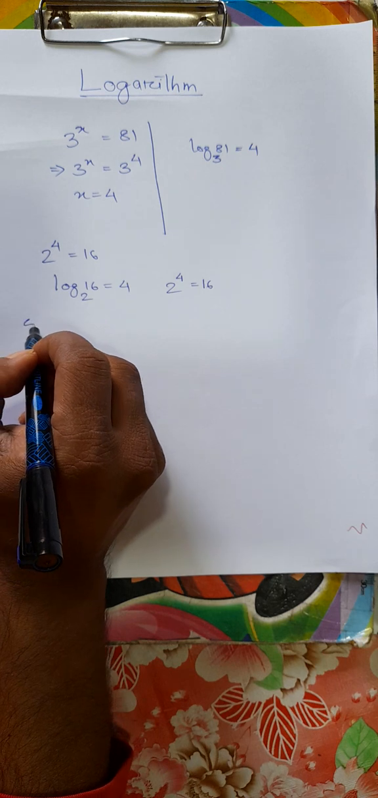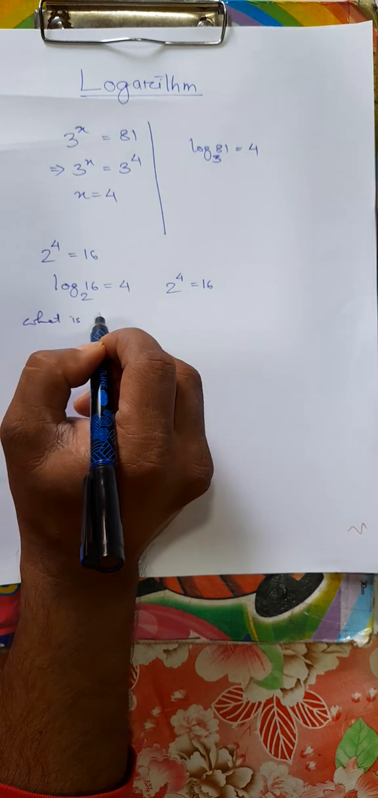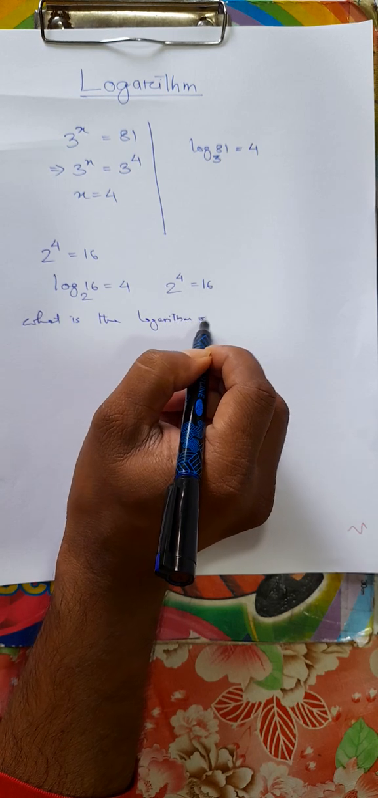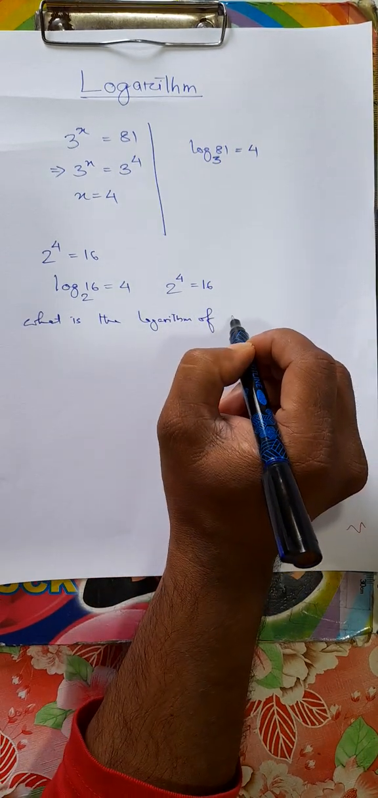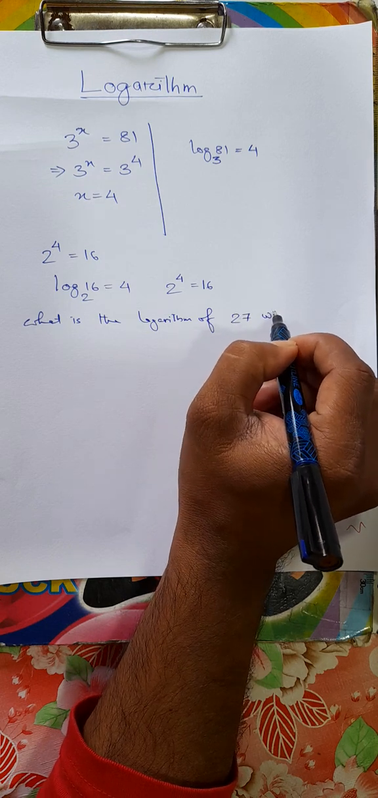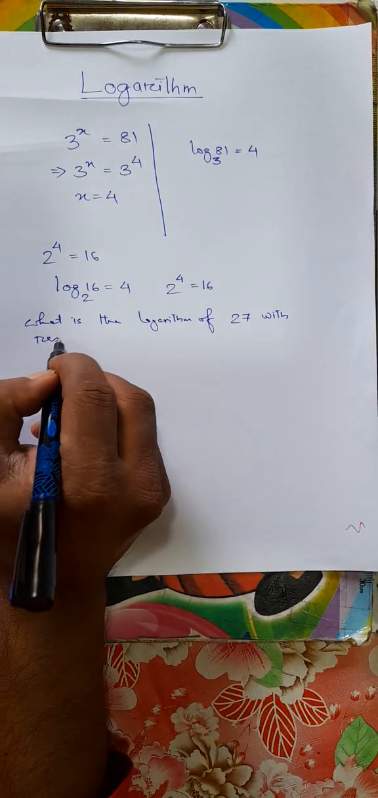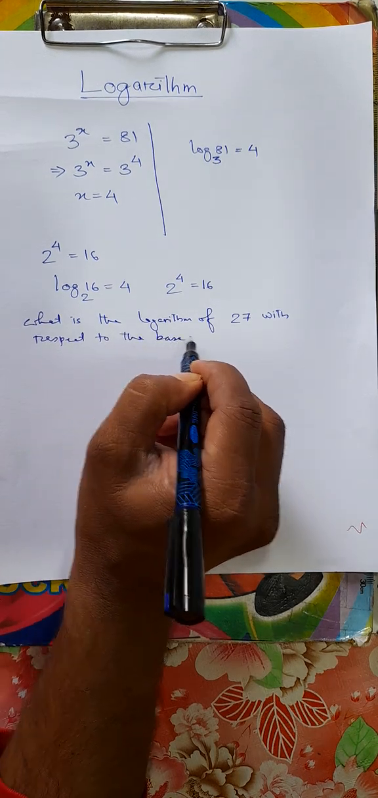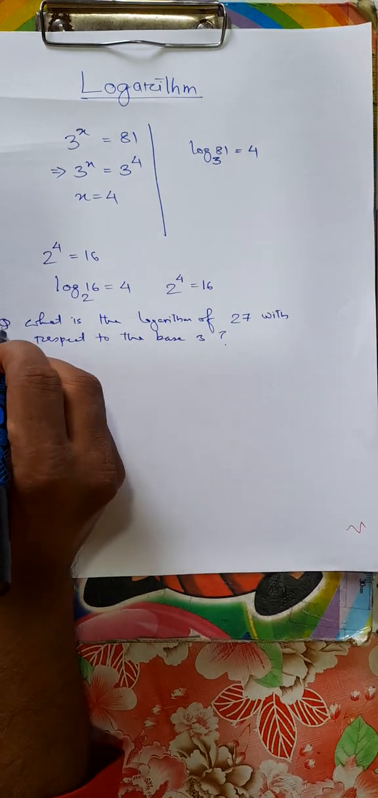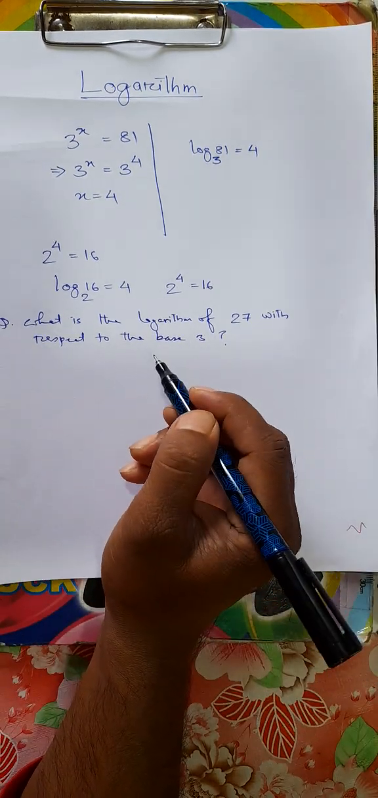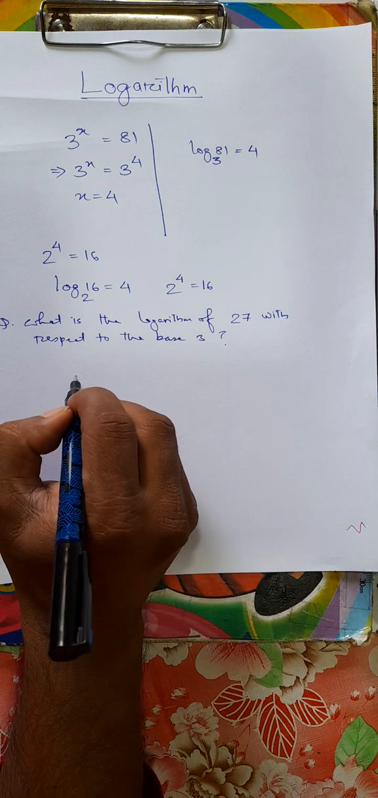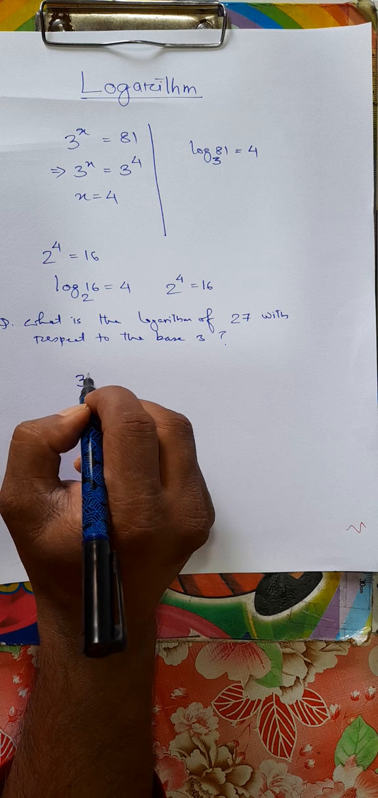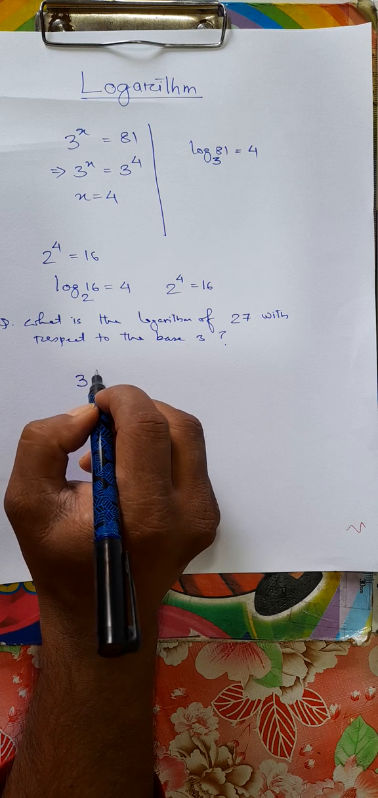Similarly, what is the logarithm of 27 with respect to the base 3? Question: what is the logarithm of 27 with respect to the base 3? That means to what power, to what exponent 3 must be raised so that it becomes 27.